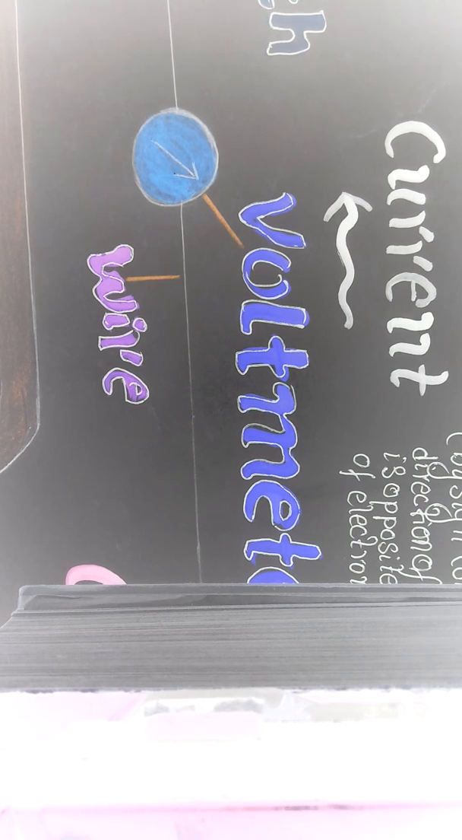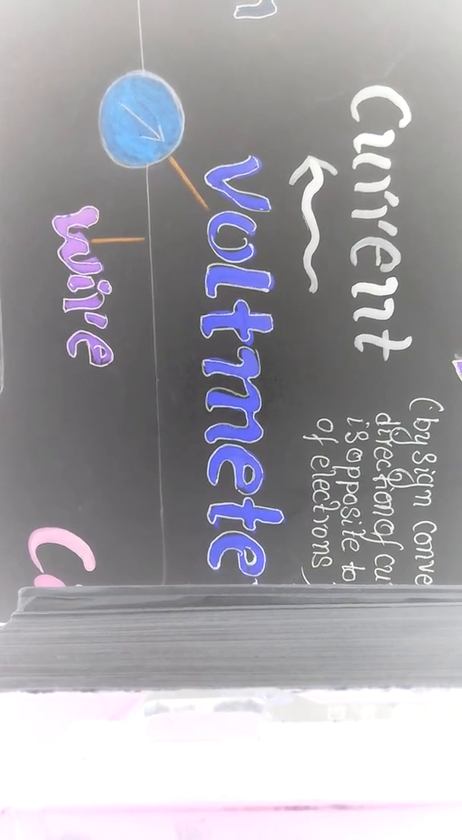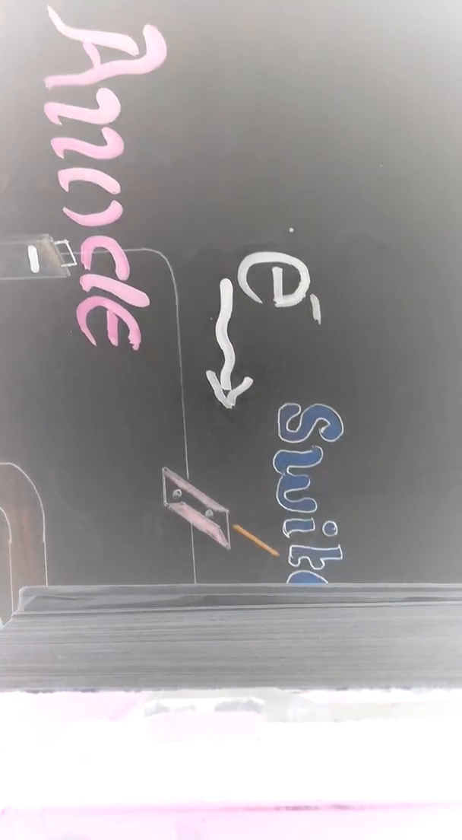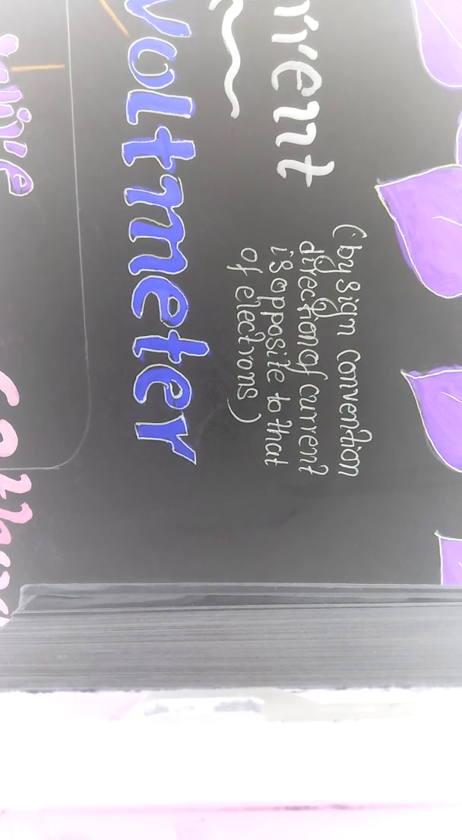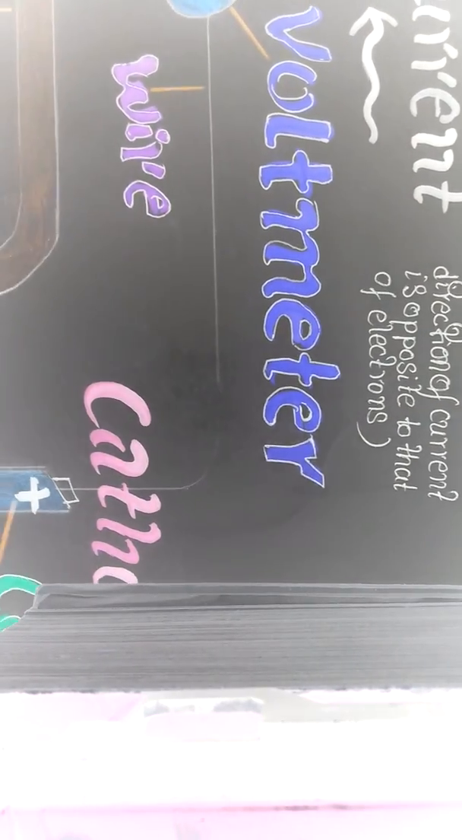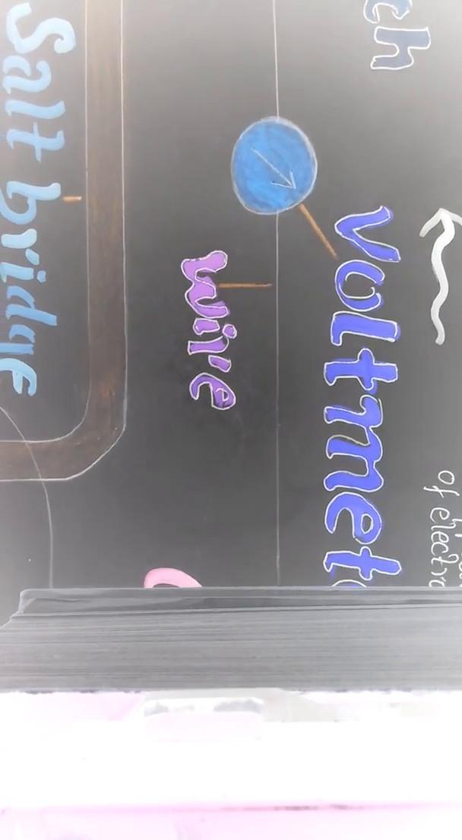The direction of current is from cathode to anode, and the direction of electrons is from anode to cathode. The current direction is just opposite to the direction of electrons. Why? By sign convention, the direction of current is opposite to that of electrons. Now the whole arrangement is connected with copper wire. We all know the switch, voltmeter, anode and cathode are all joined with wire.